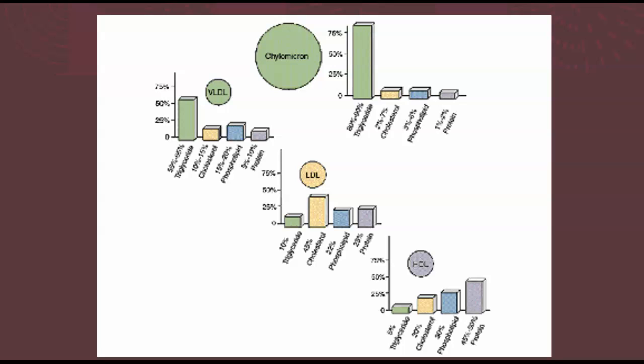There are four main lipoproteins depicted on this slide. The chylomicron is mostly triglyceride, as is the VLDL. The LDL is mostly cholesterol, and the HDL composition varies as it picks up excess cholesterol from the body.